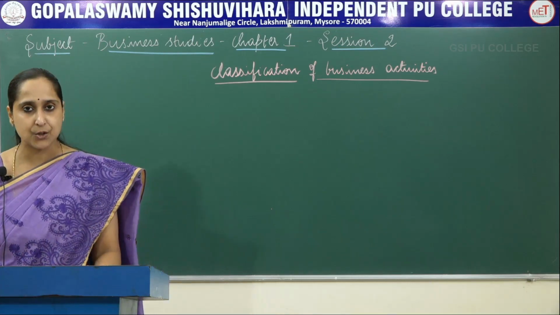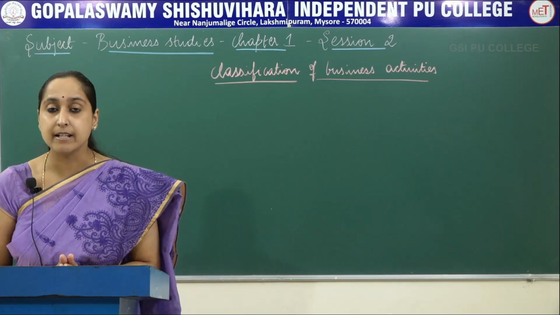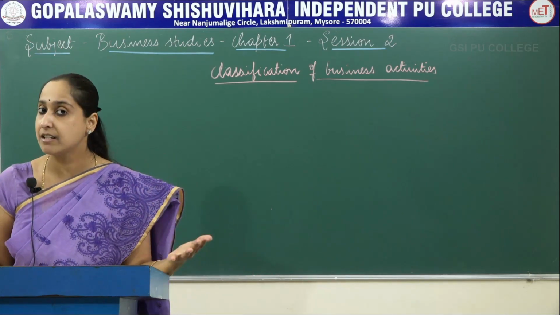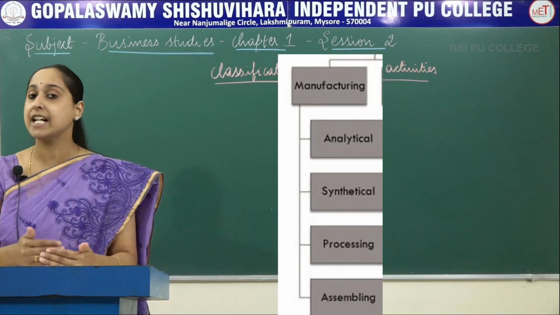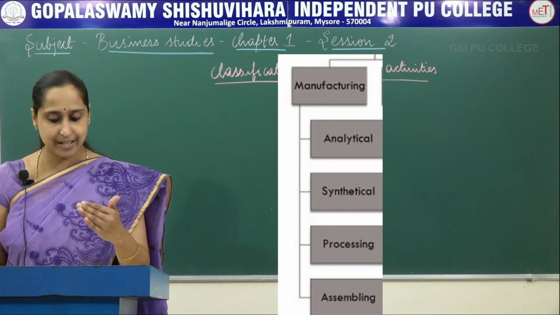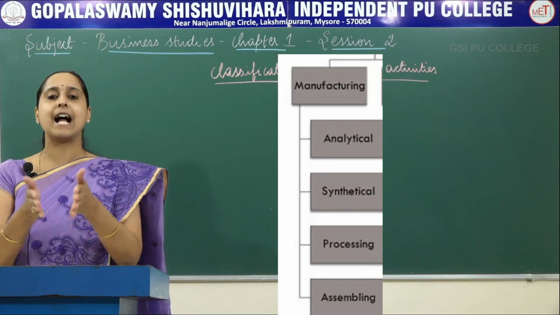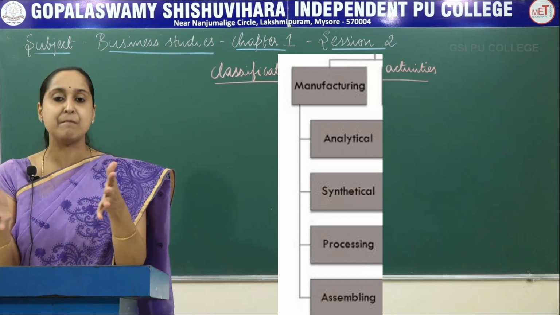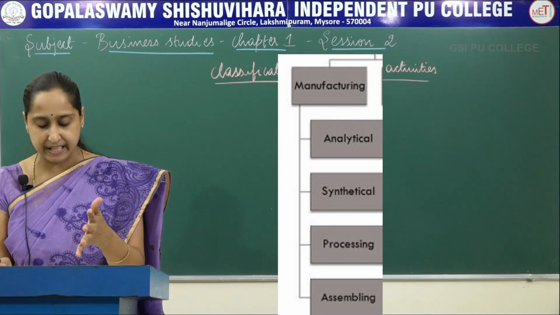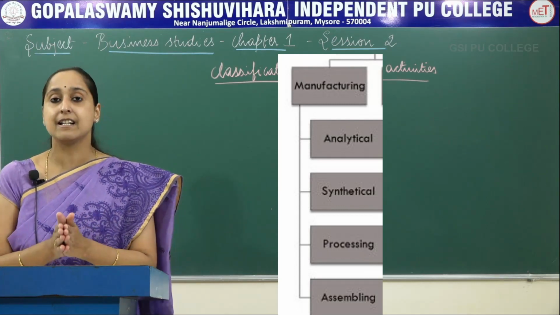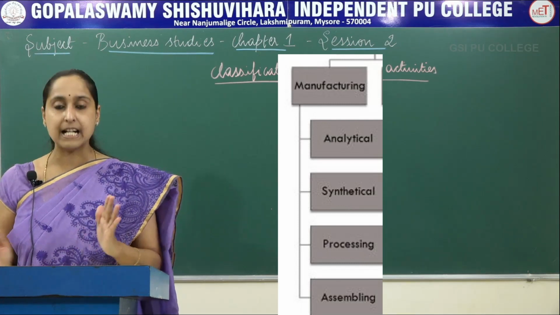And under secondary industry you can see manufacturing industry. Manufacturing industries are concerned with the conversion of raw materials into finished products. Under manufacturing industry, again there are 4 types. First one is analytical industry. Analytical industry means it analyzes and separates different elements from the same material. For example, oil refinery: crude oil is separated into petrol, diesel, etc. So that is analytical industry.